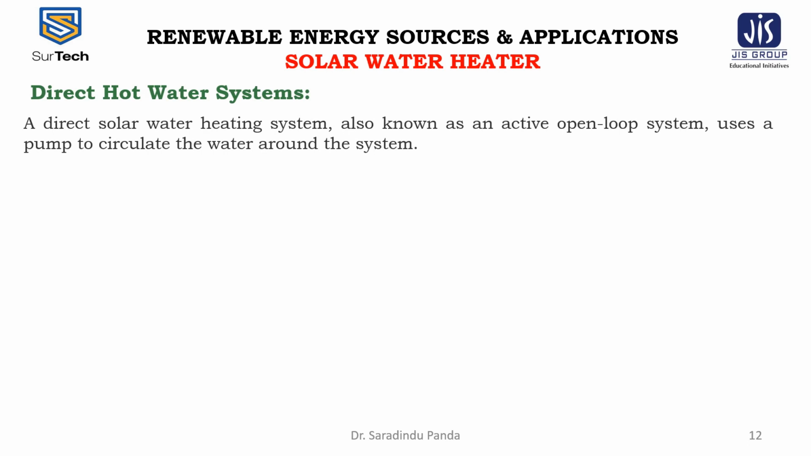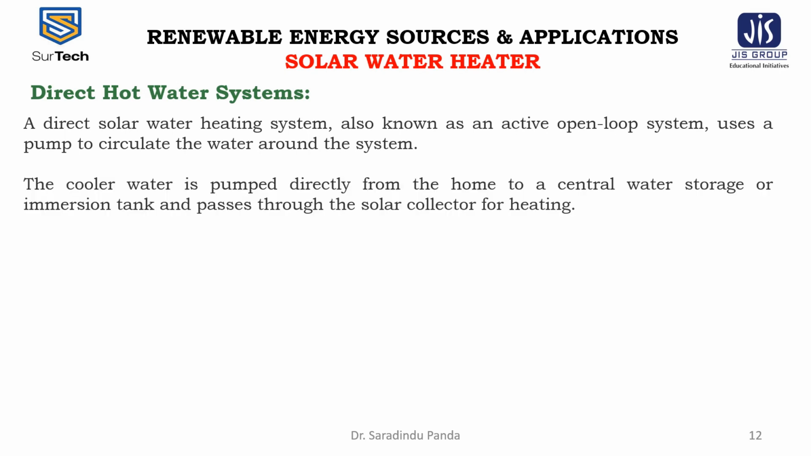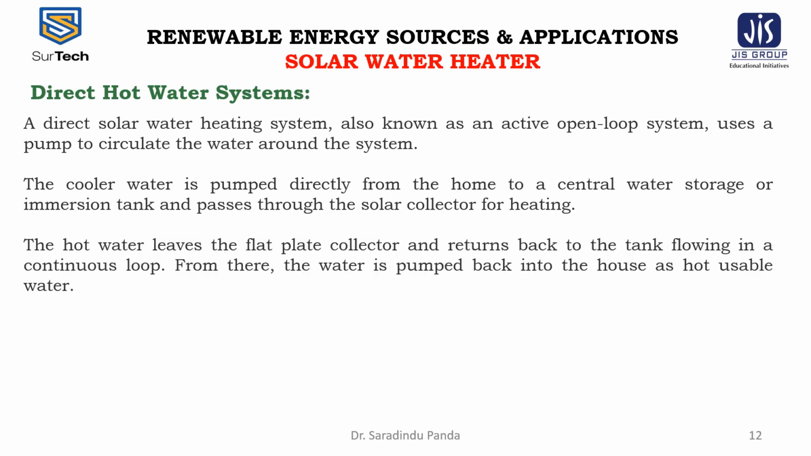Now, a direct solar water heating system, also known as an active open loop system, uses a pump to circulate the water around the system. The cooler water is pumped directly from the home to a central water storage or immersion tank and passes through the solar collector for heating. The hot water leaves the flat plate collector and returns back to the tank, flowing in a continuous loop. From there, the water is pumped back into the house as hot usable water.